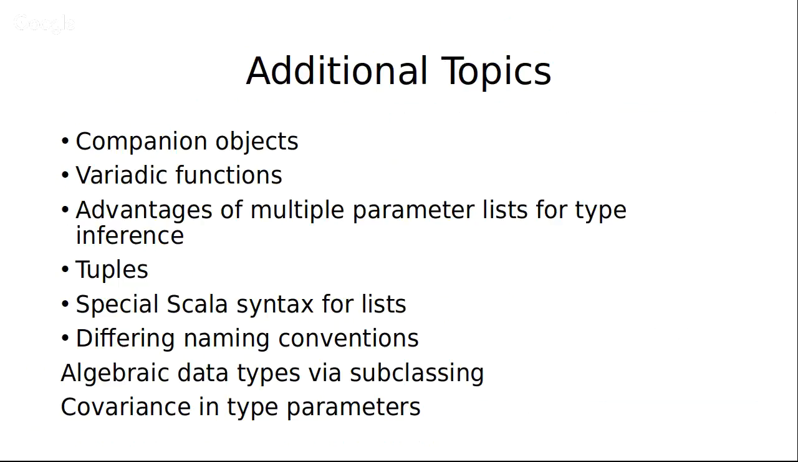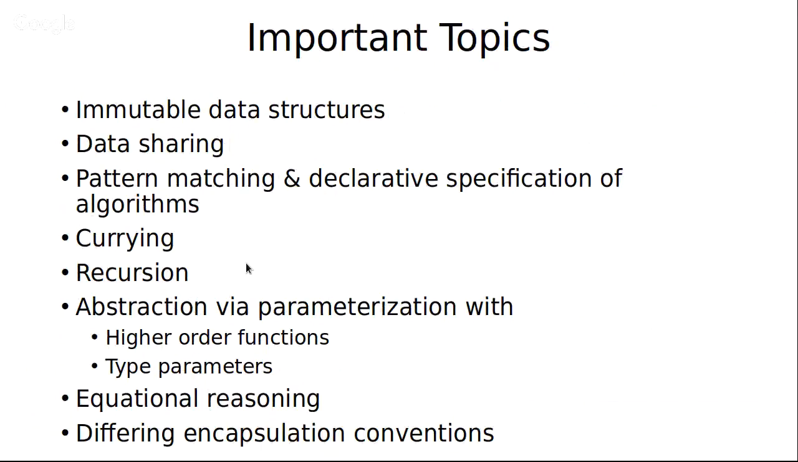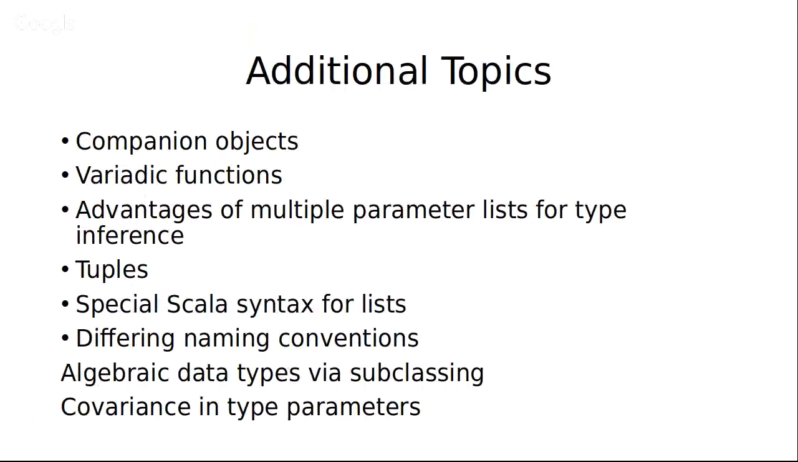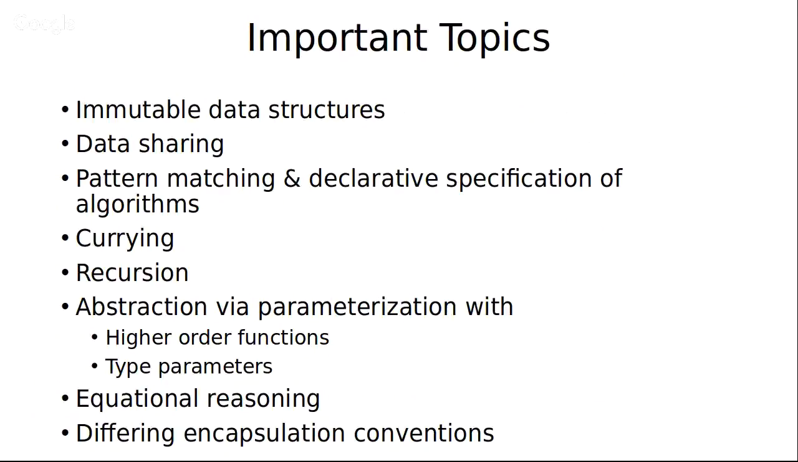Okay. We talked about companion objects. We talked about multiple parameter lists, and I gave reference to its use for type inference. And talked about the special Scala syntax for lists that are very useful. The other issues here are less central, and I'm not going to go into them. Things like variadic functions, things that could take an arbitrary number of arguments. We'll be using them a lot. By and large, we won't have to define them.